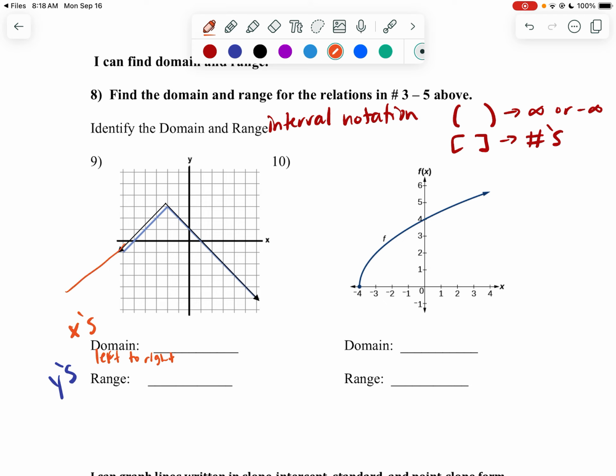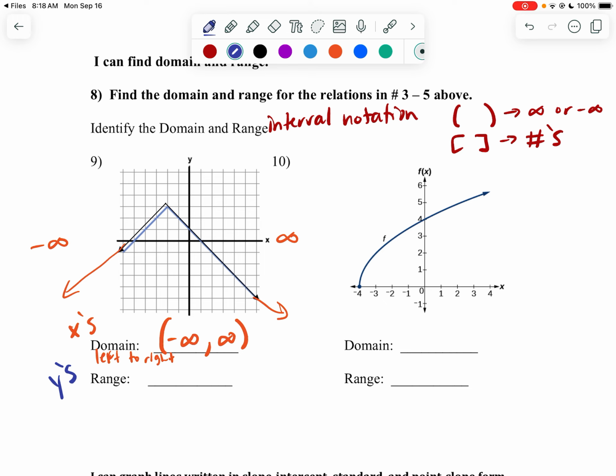So this graph has an arrow, so it's going to keep going left, and it's going to keep going right. If it keeps going left, that means it starts at -infinity, and if it keeps going right, it goes to +infinity. And then we said infinities always get those end caps that are parentheses. Okay, range is the y values.